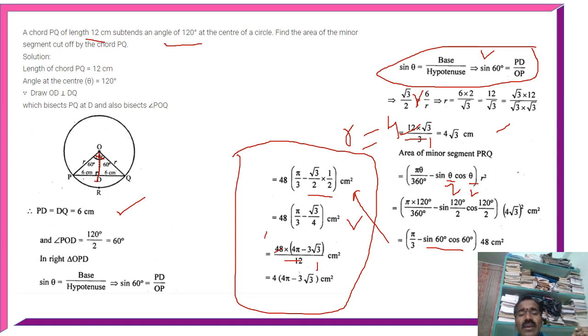The area of the minor segment cut off by chord PQ is 4 pi minus 3 root 3 centimeter square. If they give the root 3 value, substitute. Let us go with the next problem. This is a similar model to the previous problem, but in the previous problem we found the angle by using the equilateral triangle property. Here we found the radius by using trigonometric ratios. But the same formula we use, the same simplification. Unless they give the root 3 value, we need not substitute, need not worry.